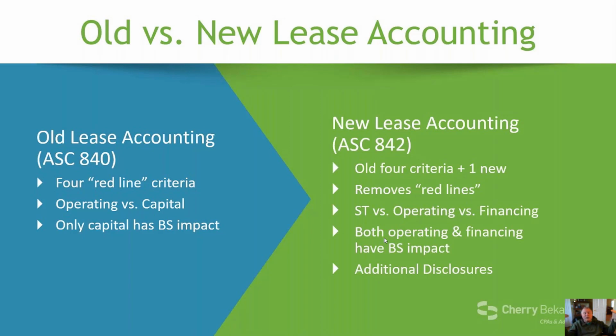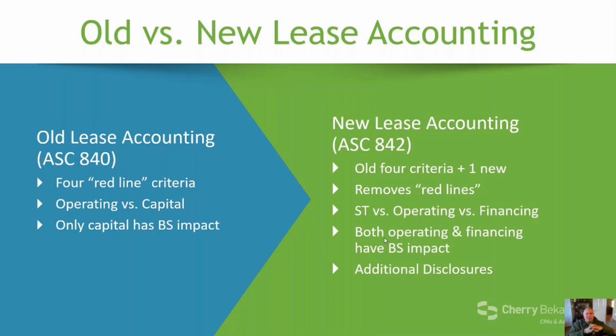Now let's look at the old ASC 840 versus ASC 842. The first thing is there were four what we'll call red line criteria. And these are the criteria that said if this happened, then that. There was operating versus capital, and only capital has a balance sheet impact. Okay? The old four criteria, they've added a new one, so there's now five. And they removed the red lines. And there's a little space in here that judgment is needed.